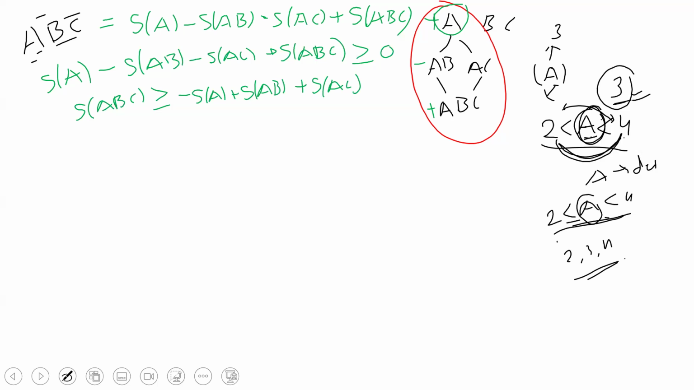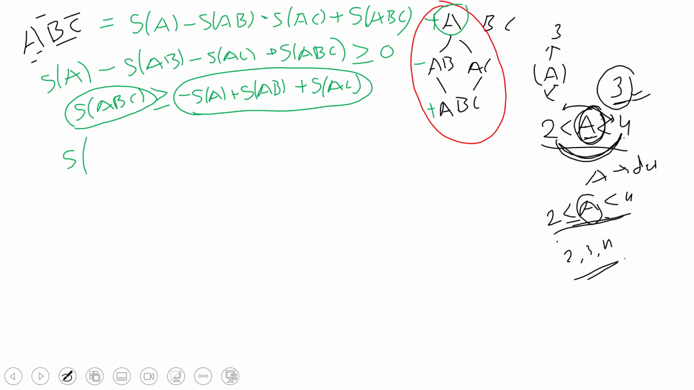Okay. So the support of S of ABC will always be greater than or equal to minus S of A plus S of AB plus S of ABC plus S of AC, right? So this is the lower bound of ABC. Now, if I have to calculate the upper bound of this, how do I calculate that?